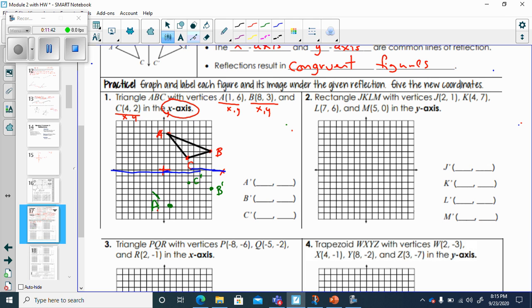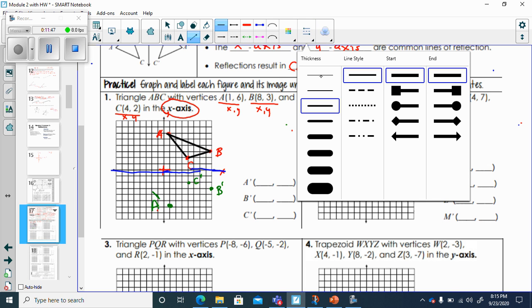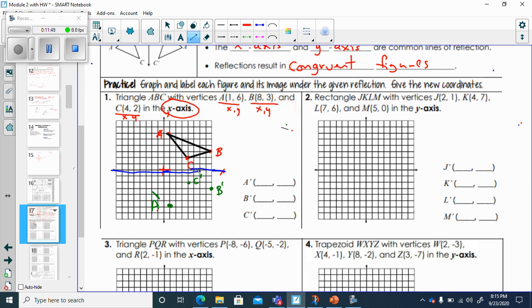Now let's try to draw our box and see what we get. From A to C, from C to B, from A to B. There's our image, here's our pre-image. Notice, if I were to fold this right along the line of reflection, these would be mapped right on top of each other. So this is a reflection of that, pre-image, image.